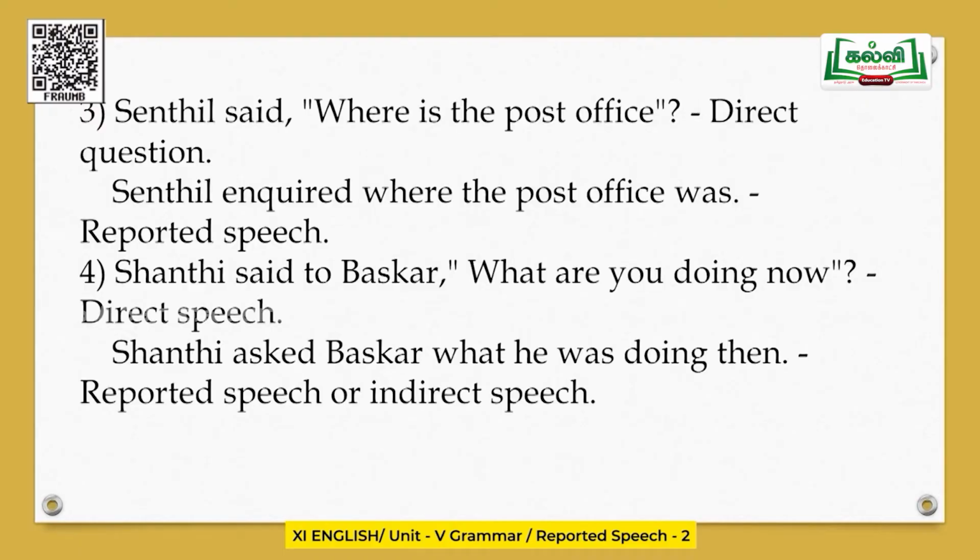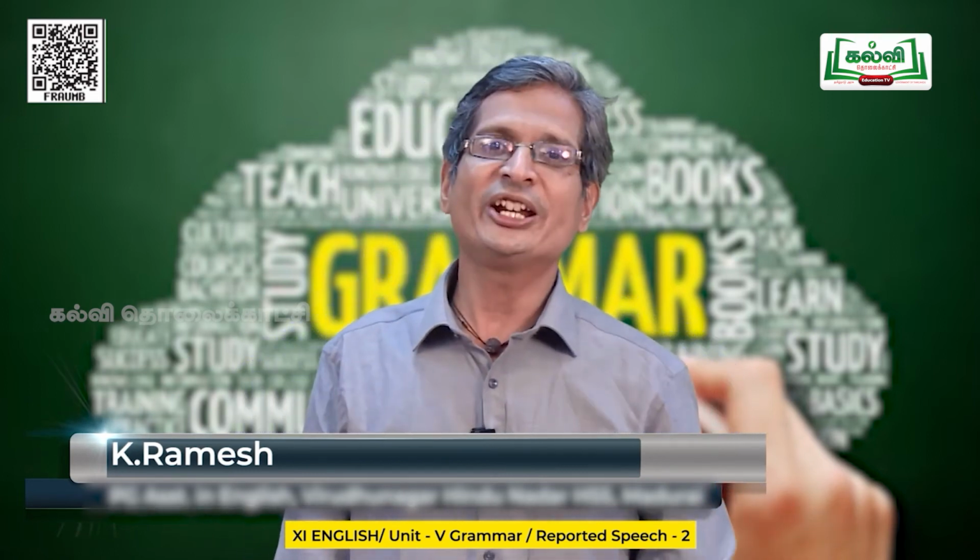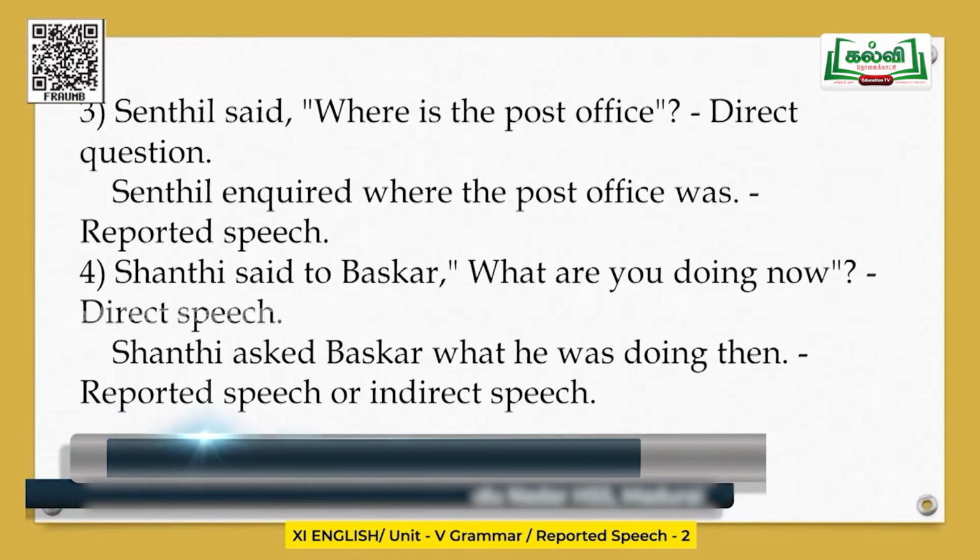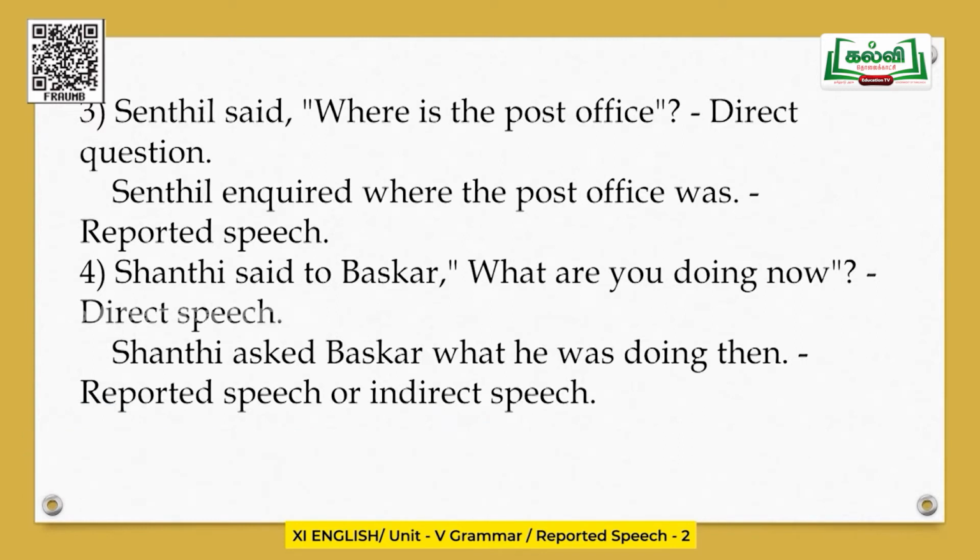Third example, Sendil said, where is the post office? So now we will just come to the WH question. I already told you there are two types of question, interrogative or question. One is WH type and another is yes or no or verbal question. So verbal question we have completed. Now we are going to see how to change the WH question from direct into indirect speech.